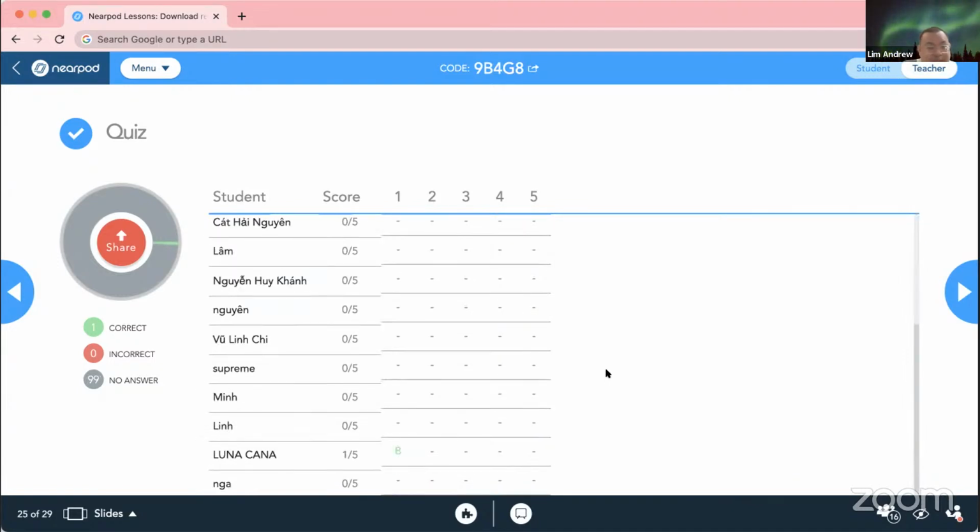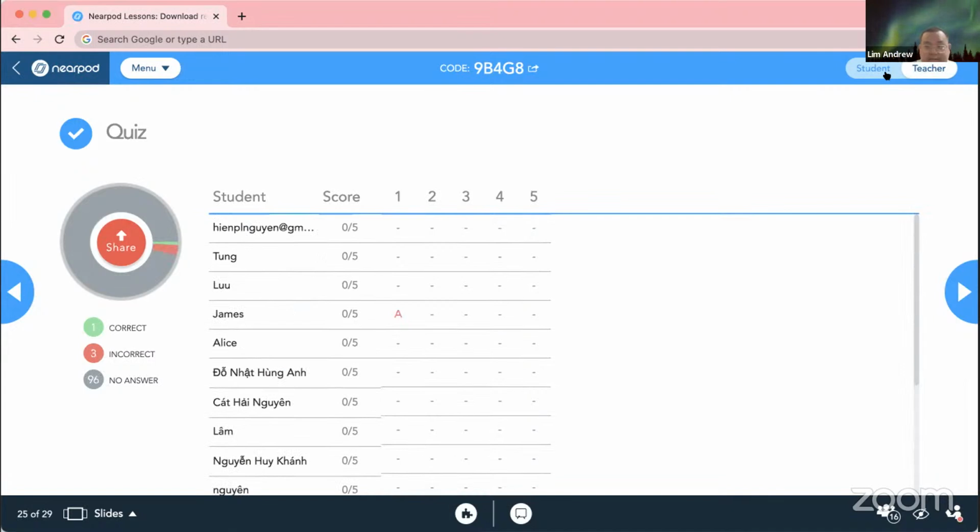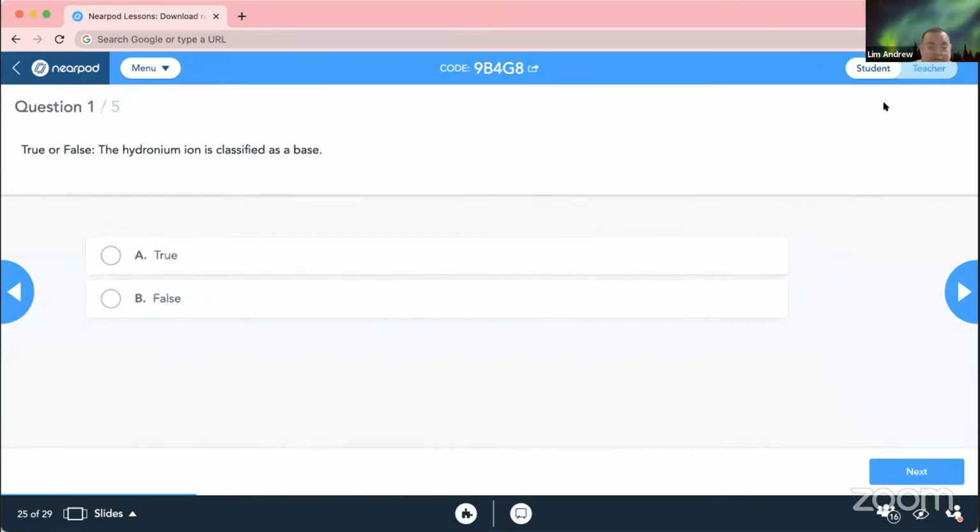All right, we have Luna getting correct. Very well done. So, true or false? Let's see. We have question 1 as true or false. The hydronium ion is classified as a base. Is it true or false?